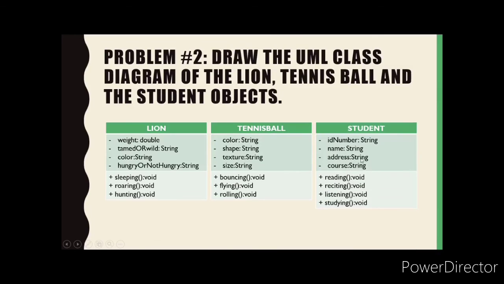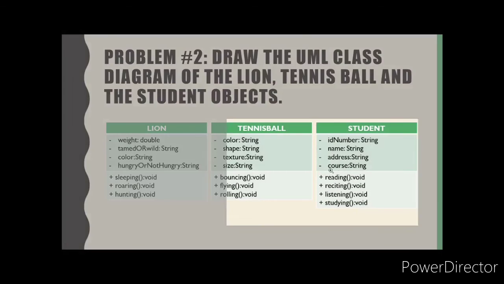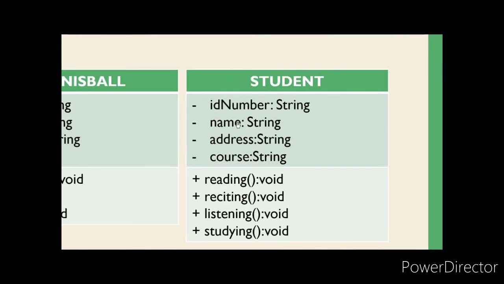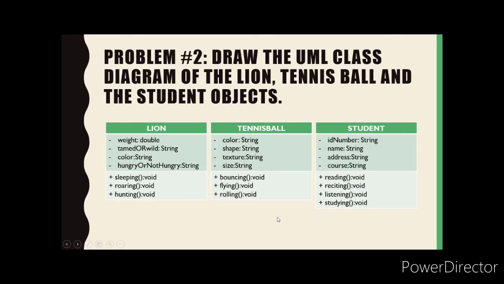For the third one, we have the student. We have ID number, name, address, course declared as a string again. And then we have the private access modifier. For our behavior, we have reading, reciting, listening, studying declared as public, and with void as return type. So therefore, guys, these are now the answers for our problem number 2: the class diagram of the three objects, lion, tennis ball, and student.